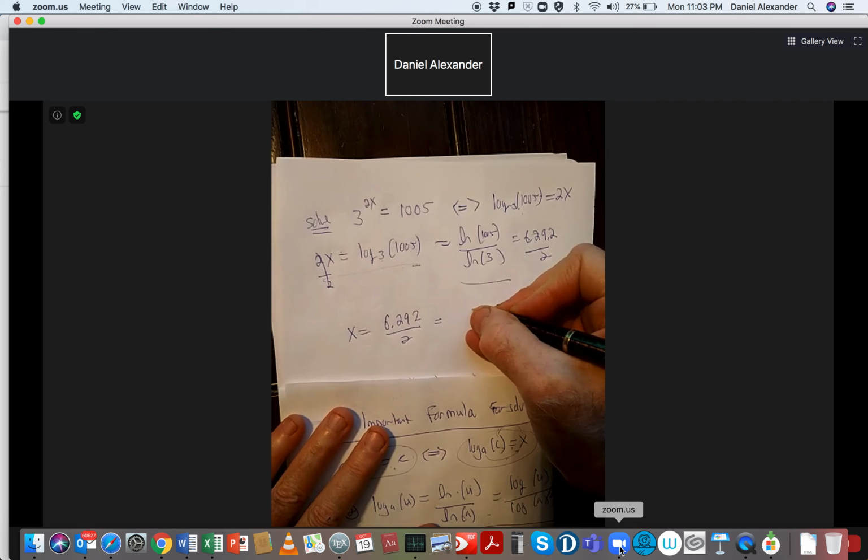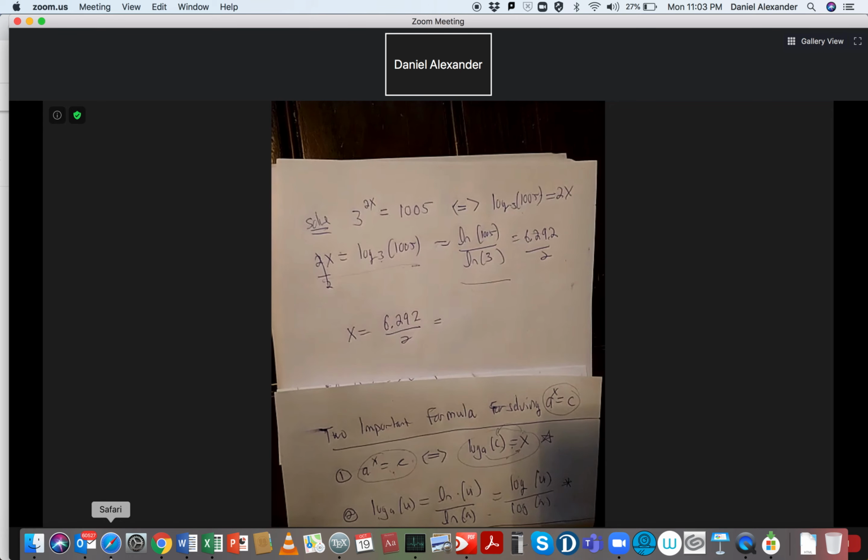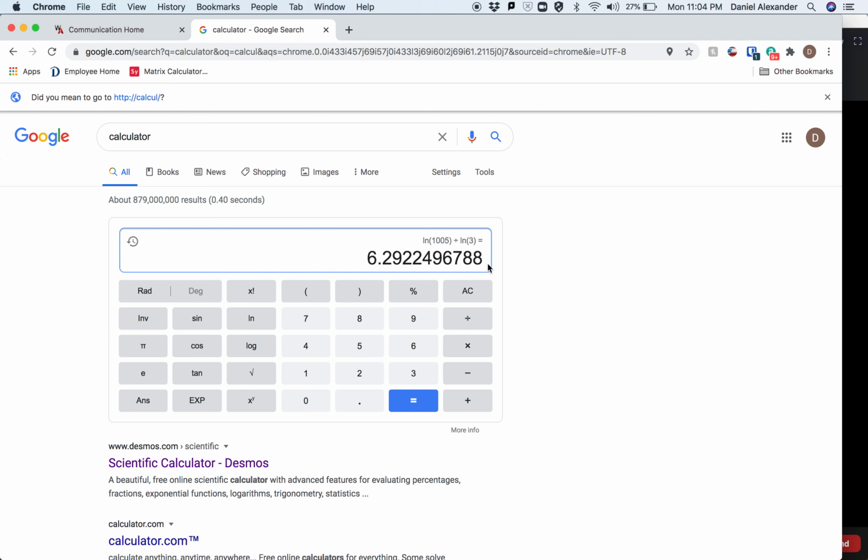I'm going to have to use my calculator. Let's go back and look at that. This is my answer. I need to divide that by 2. So I'm just going to hit divide by 2, equals, and I get 3.1461. So 3.146, I can remember that. So I divide this by 2, I get 3.146, and that's my answer.